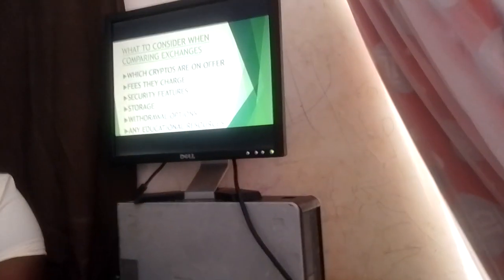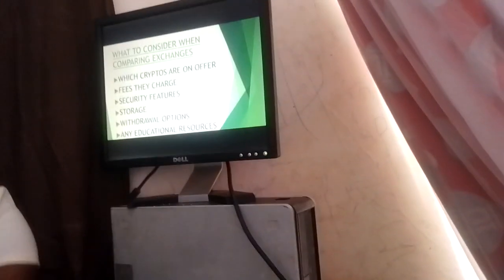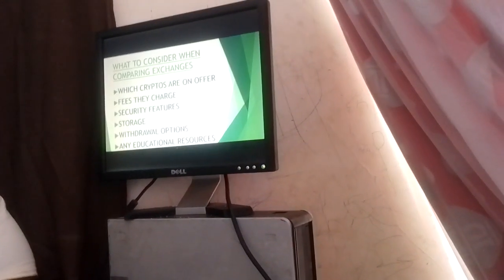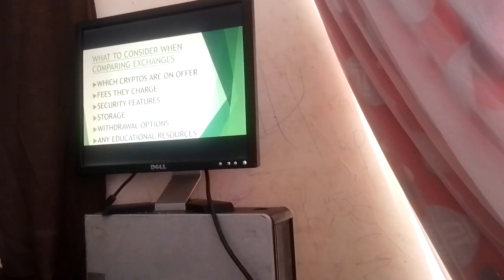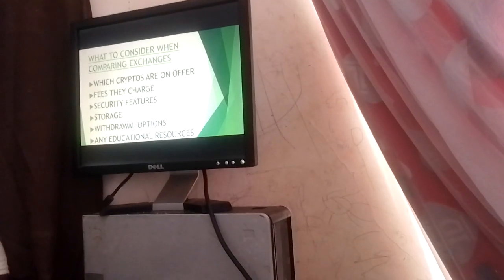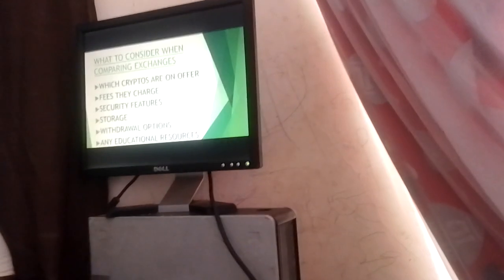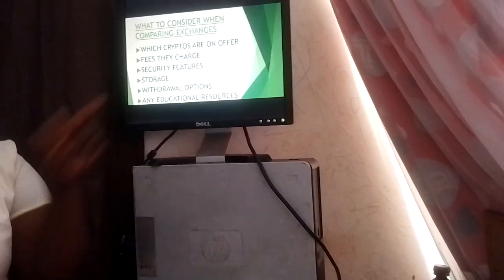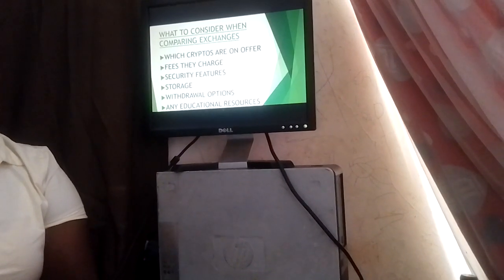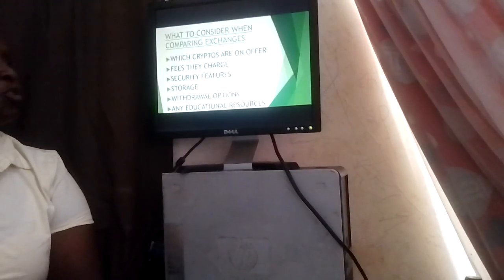So what do we consider when comparing exchanges? When you want to select an exchange to use, you need to look at the following factors. One, you realize that there are exchanges that offer cryptos on offer, so it is an advantage when an exchange is giving out cryptos on offer. Two, you need to look at the fees they charge. So how much fee is an exchange charging for you to trade?